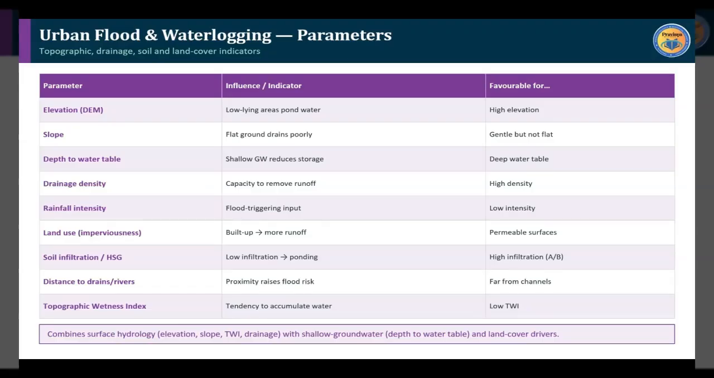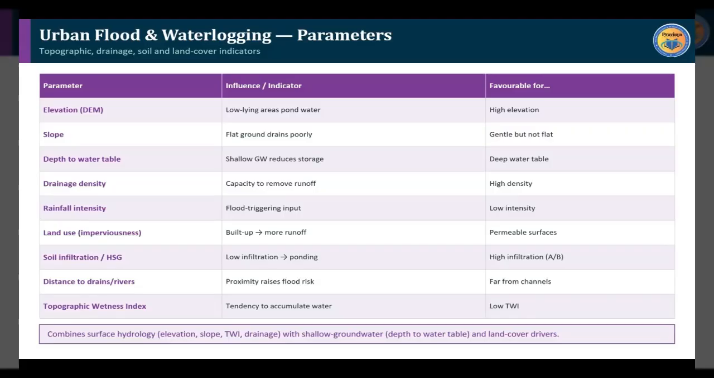So here the parameters that we are using will be a mix of hydrological factors with urban form factors. For example, we have elevation, which we extract from a digital elevation model like the SRTM that we have used. Water will flow downhill and collect in the low ground. So the low lying areas will get a higher susceptibility rank, and hence you will assign a higher rank to it.